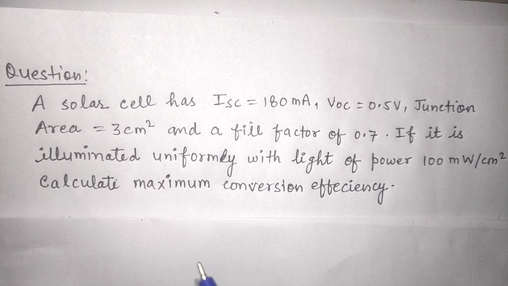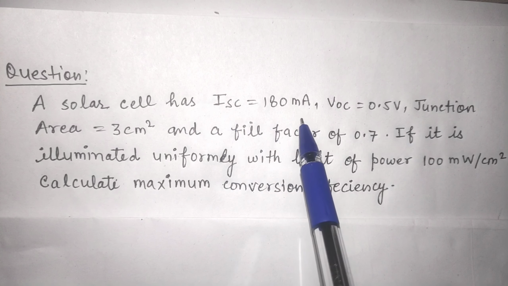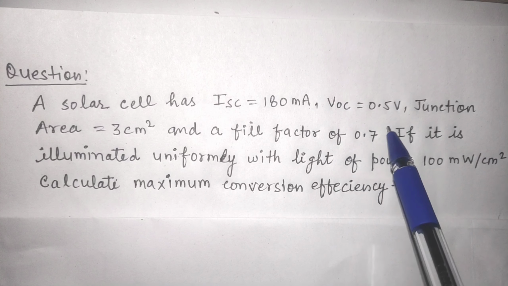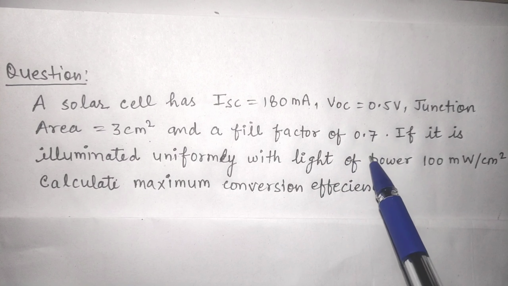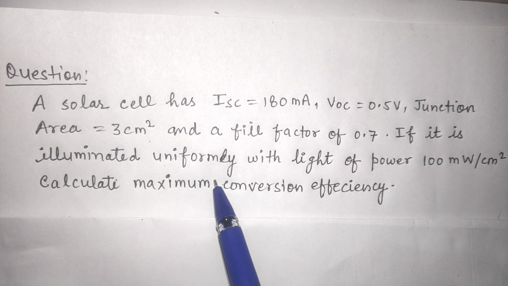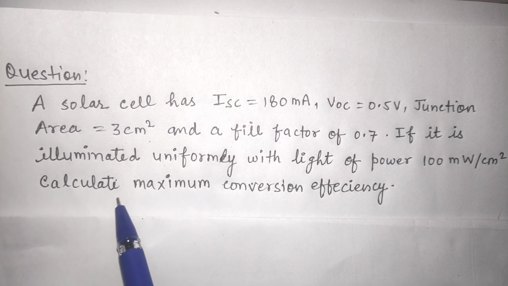Let us solve a question on solar cell. In this question it is said a solar cell has ISC equal to 180 milliampere, VOC equal to 0.5 volt, junction area equal to 3 centimeter square and a fill factor of 0.7. If it is illuminated uniformly with light of power 100 milliwatt per centimeter square, calculate maximum conversion efficiency.